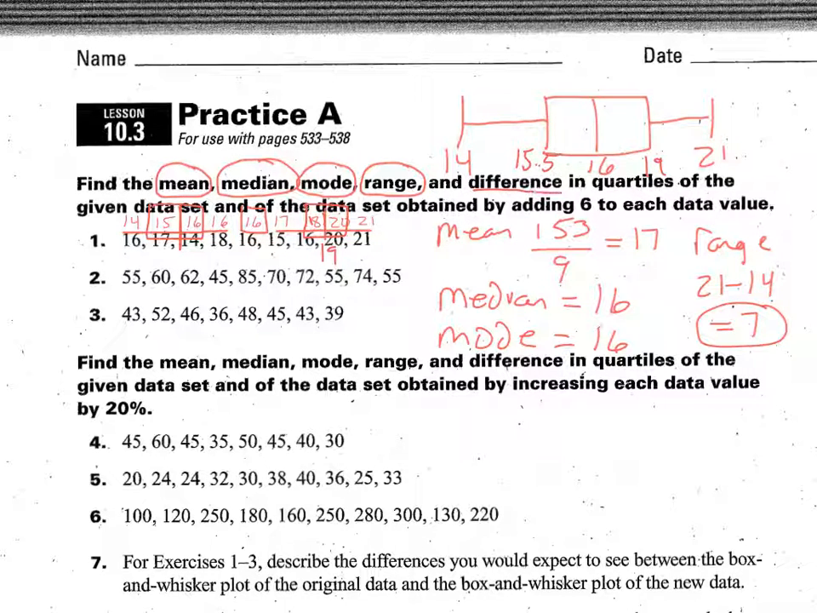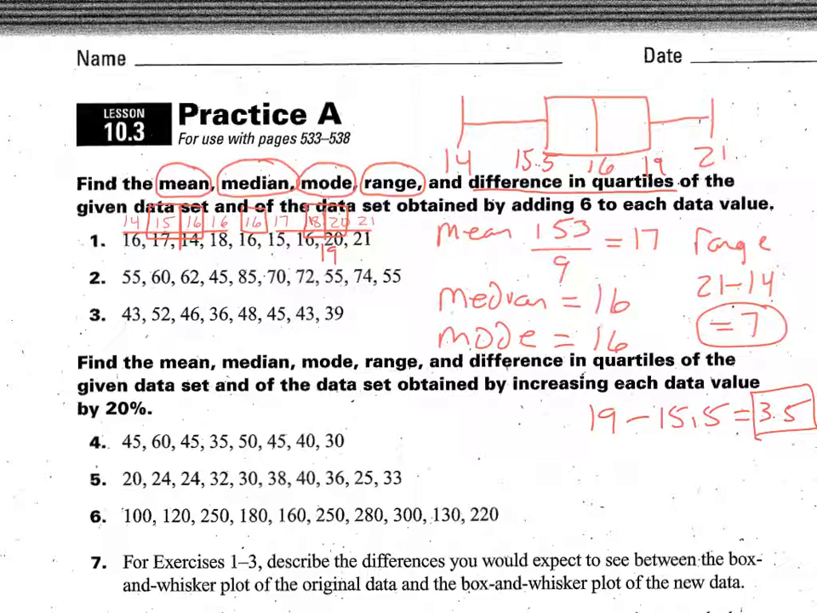This difference in the quartiles that they talk about is the subtraction of 19 and 15.5. It's the length of the box. So 19 minus 15.5 is 3.5. That's the length of the box. Okay? Now that's what you're going to do for each set here.